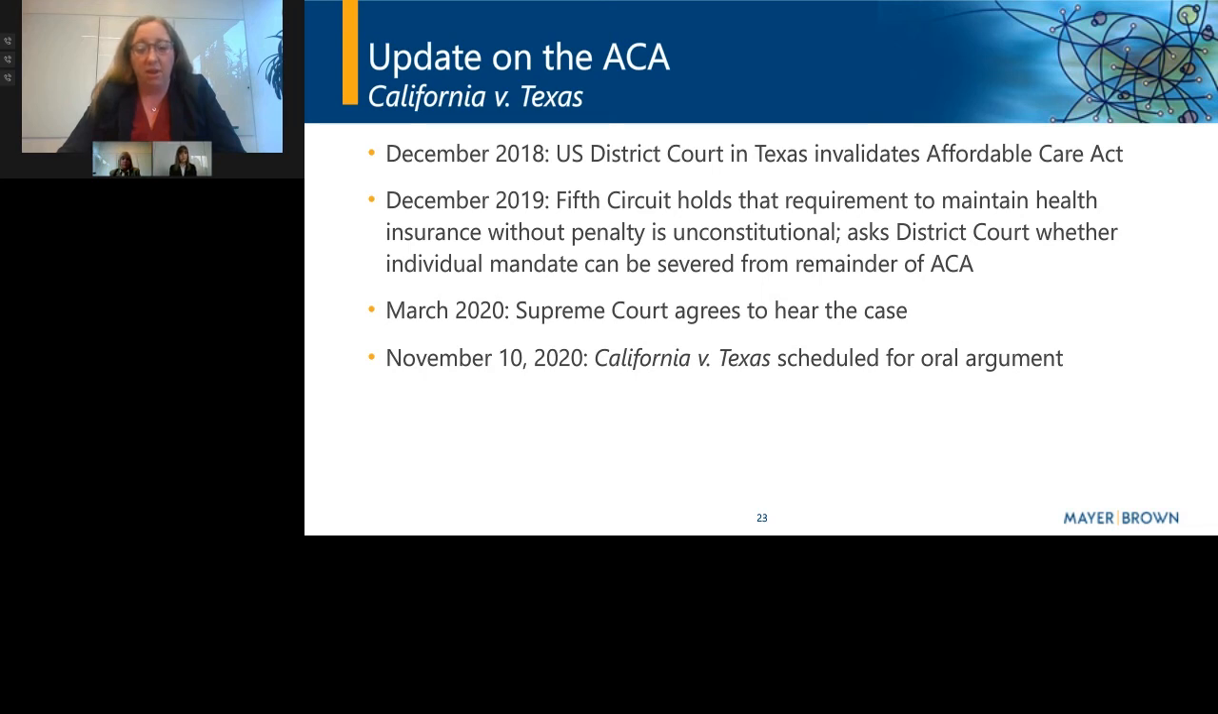So, as Debbie noted, 17 states, led by California, asked to intervene successfully in the case so that they could represent and defend the constitutionality of the Affordable Care Act. And in March 2020, the Supreme Court agreed to hear the case. The case is now set for oral argument on November 10th, 2020. And I think we've actually talked through a fair amount of the possible results and ramifications. So now what we have to do is wait and see what happens.